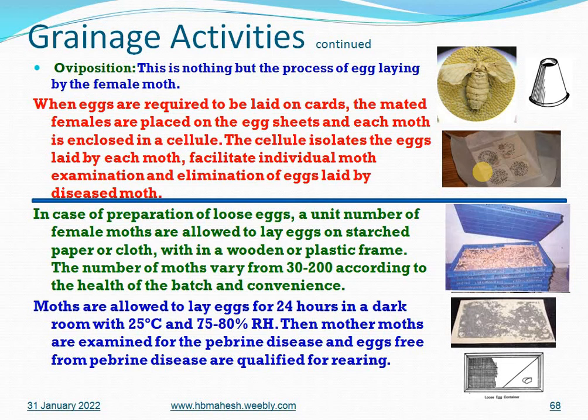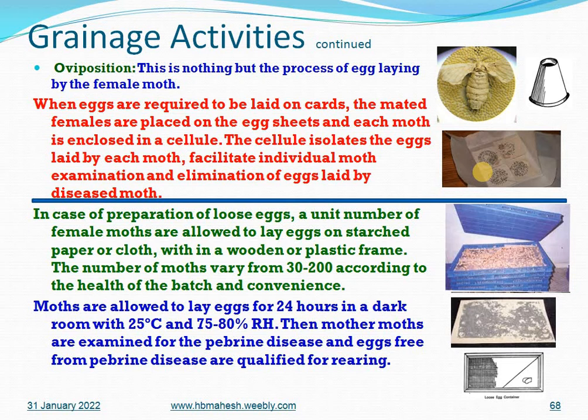In case of preparation of loose eggs, a unit number of female moths are allowed to lay eggs on starch coated paper or cloth. So here we do not use cellules, we just release them on starch coated paper with a wooden frame or plastic frame or in a tray. The number of moths varies from 30 to 200 according to the health of the batch and convenience.